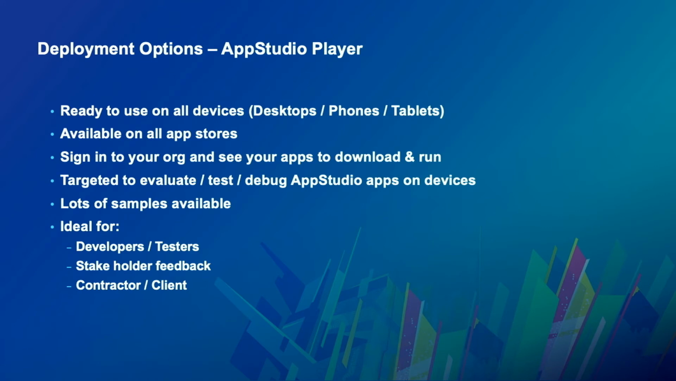Now, we actually give you this out of the box. It's actually ready to use on all devices. It works on desktops, phones, iPads, tablets. And we have already published it to all the app stores. It's available on Amazon App Store if anybody goes there, but it's also available on Google Play and iOS. It's available everywhere. You just have to download it, sign in with your ArcGIS credentials, and if you have access to any of the apps, you will start seeing it. You can start downloading and playing it right away and then start testing your apps.